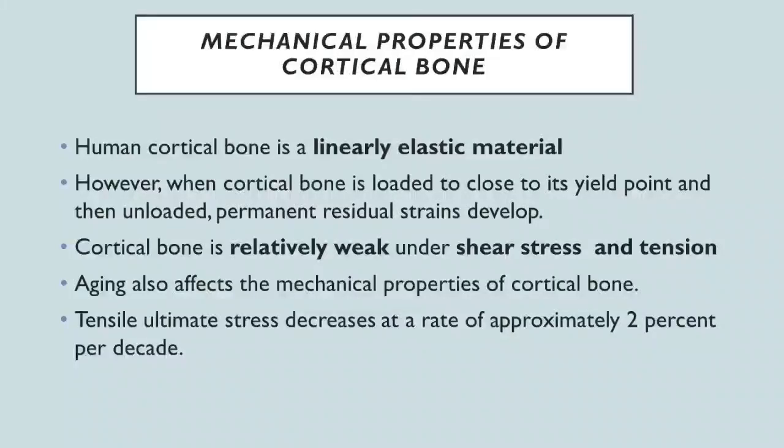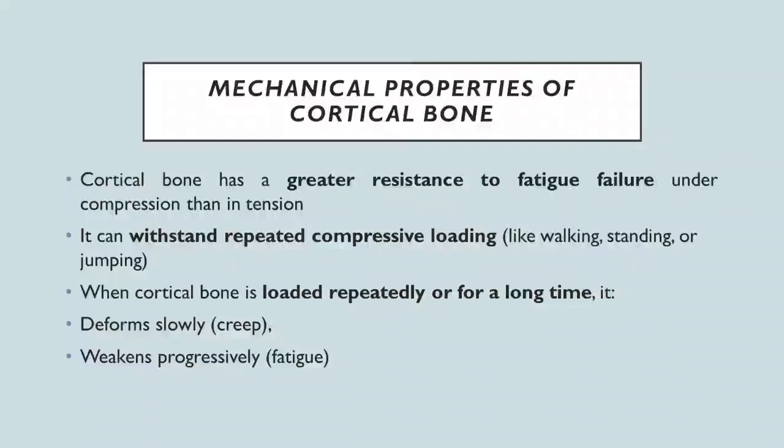Aging also affects the mechanical properties of cortical bone. Tensile ultimate stress decreases at a rate of approximately 2% per decade. Cortical bone has a greater resistance to fatigue failure under compression than in tension. That is, it can withstand repeated compressive loading while walking, standing and jumping.